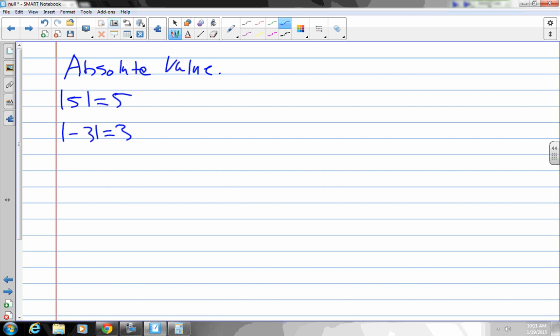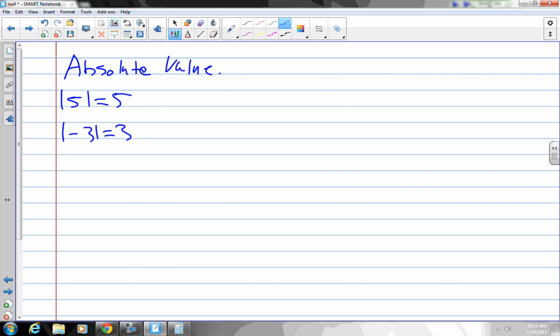Well, now think about how your brain worked. How did your brain compute that absolute value of 5 is 5? What was your thought process? Yeah, good. You look at 5. Well, it's positive to begin with, so I'm done. How about absolute value of negative 3? How do you make it positive? Well, how can you take away negative?